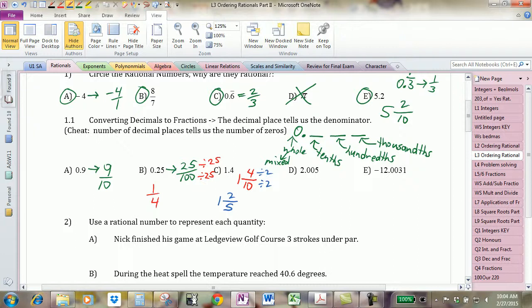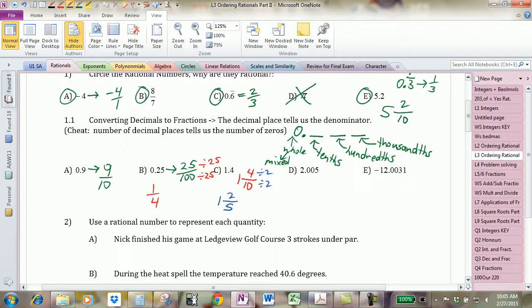Any questions? Okay. Yep, Mercedes. Why does it go straight to tenths? Why isn't there a... I have absolutely no idea. Yeah, it's just that's the place value of our number system. Yeah, I'm not sure why. Sorry.